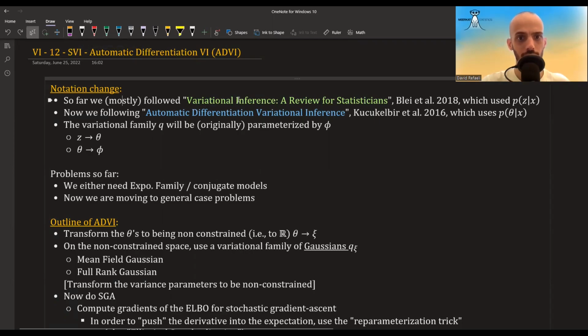A bit of a notation change. Until now, we mostly followed this paper, which used Z instead of theta. But now we are going to follow this paper, which uses theta instead of Z. And also we use theta to parameterize Q. So now we will parameterize Q by phi. So long story short, Z becomes theta, and what used to be theta now becomes phi. Okay, just a bit of a notation change.